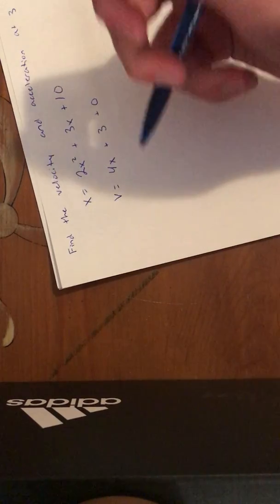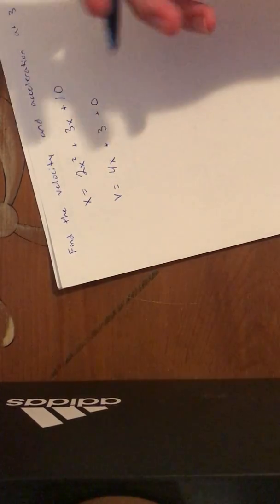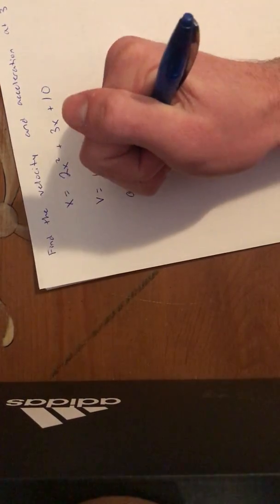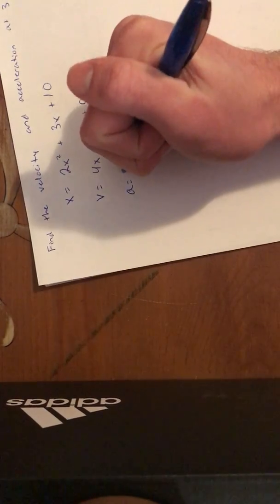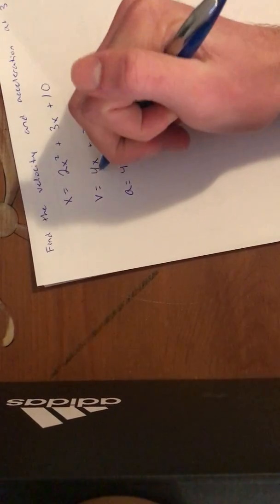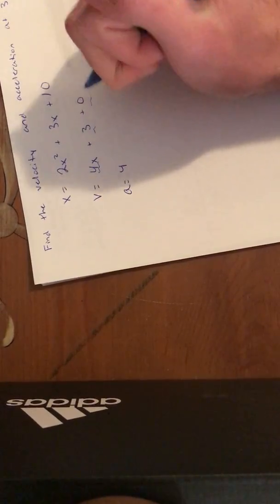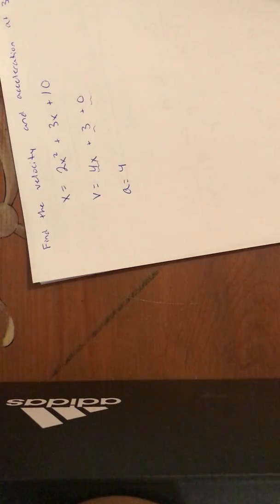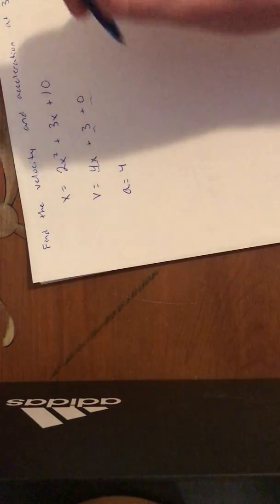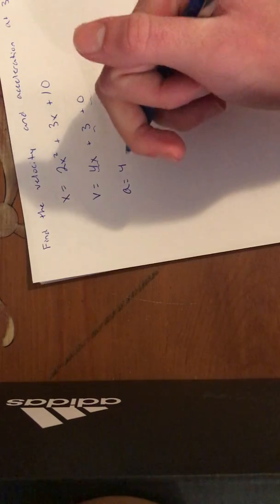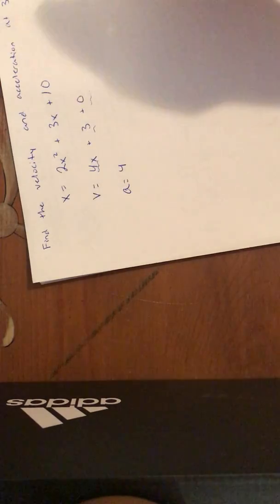And then my acceleration is just the derivative of velocity, right? So it's just going to be 4, right? Because this is the only term. These are going to be zeros. And then the derivative of 4x is just 4. So my acceleration will be 4, always.